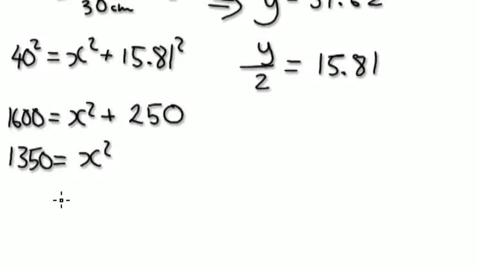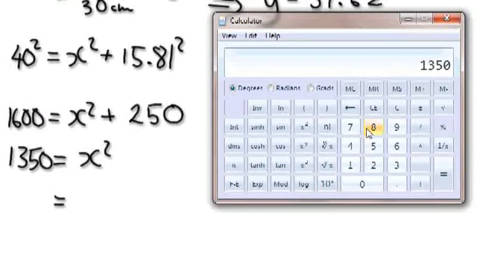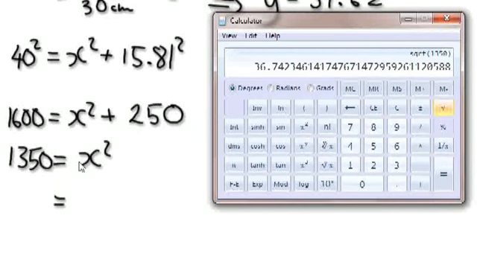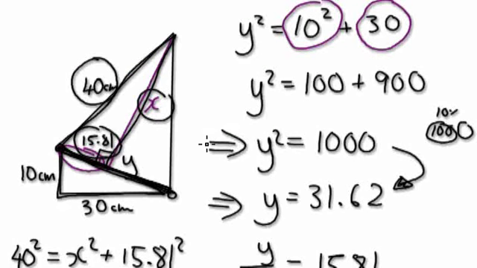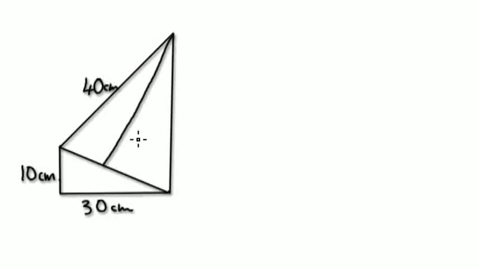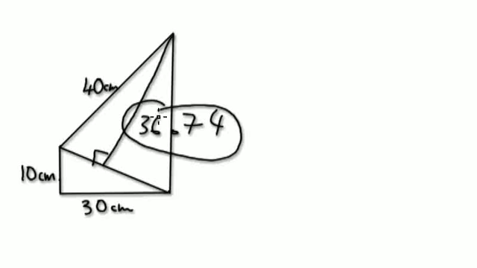Now square root both sides. The square root of 1350 is 36.74. So x here equals 36.74. Okay, the height of the cone is 36.74 centimeters.